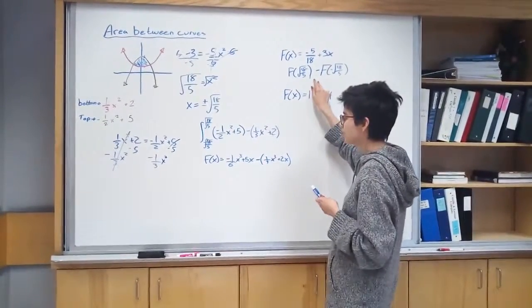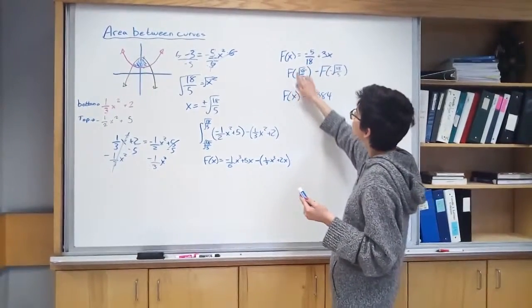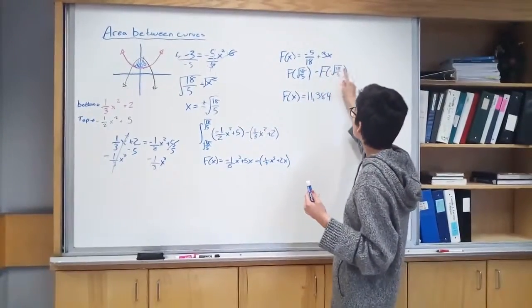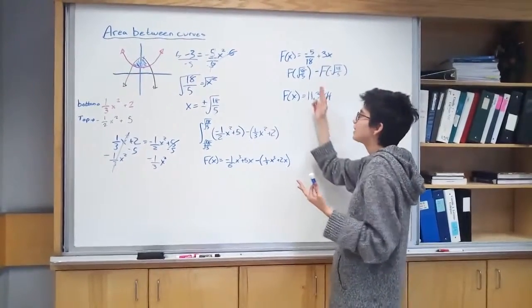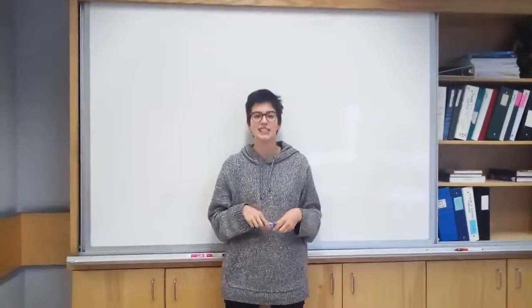And now we do the fundamental theorem of calculus in order to find out what our value is. We have f at the square root of 18 over 5, which is our b, and f at negative square root of 18 over 5, which is our a, and this ends up being 11.384.